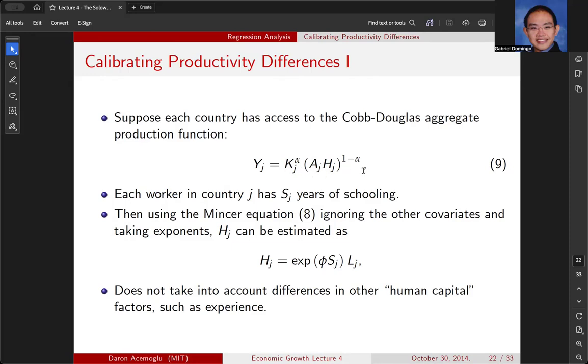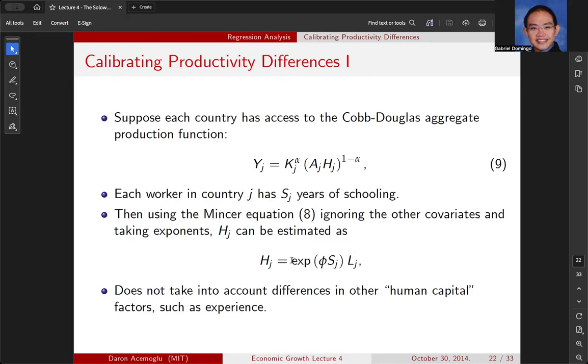So there is no explicit human capital here, but it's also incorporated into H directly because each worker in country J has SJ years of schooling. And this SJ is basically the exponent of theta SJ, which is this number of years of schooling times the number of people who experienced this level of schooling SJ at the country level J, right? So you can imagine, for example, the Philippines on average would have like 10 years of schooling. Therefore, this will be theta times 10, and then you will multiply it with a labor force LJ here.